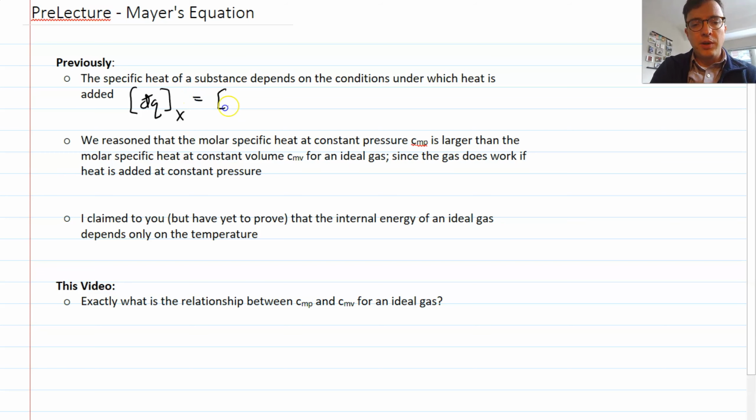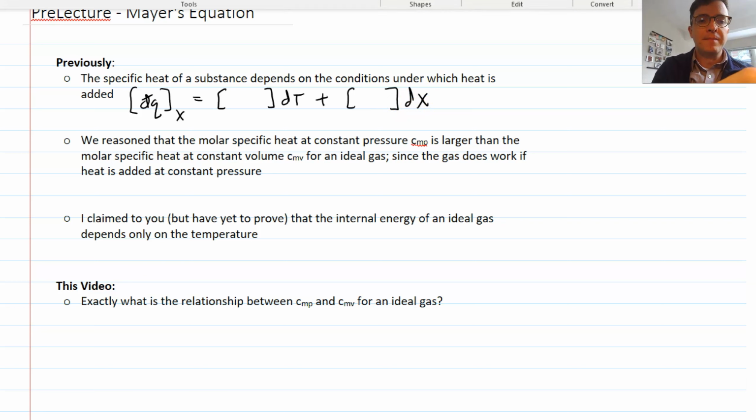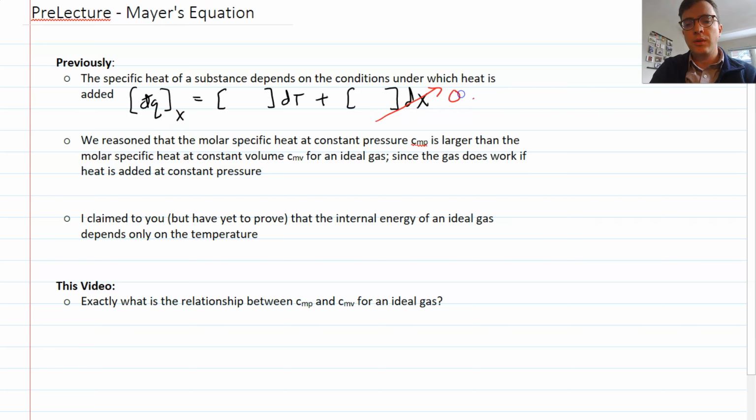I'm going to be able to write an equation that looks like this: something times dT plus something else times dx. Again, x is a state variable. So if I'm adding the heat keeping x fixed, then dx is equal to 0. When I add the heat dq, the temperature goes up by some amount dT, and how much it goes up depends on what's in front here. And that is what we call the molar specific heat at constant x.